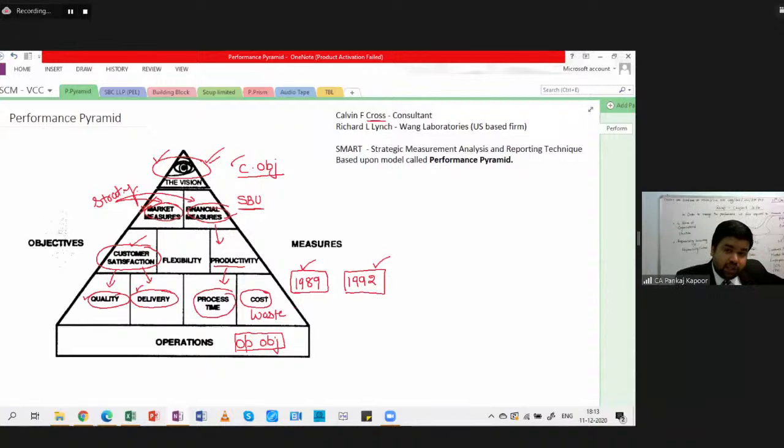What is the waste basically? The waste is the unproductive output. And how do Cross and Lynch explain the cost? They say cost means additional cost which you incur than what you should be.